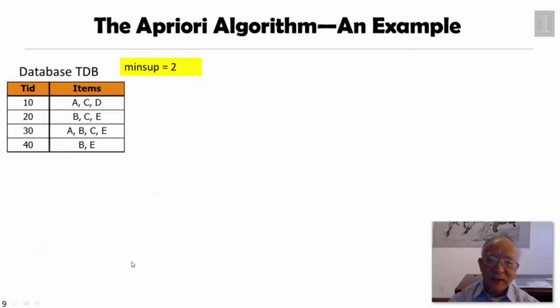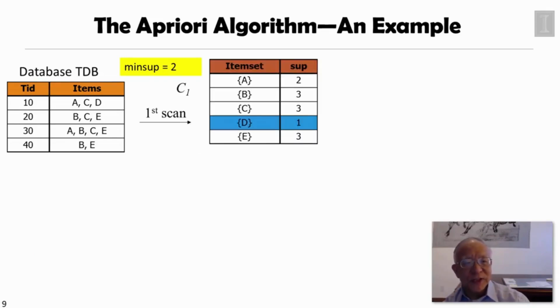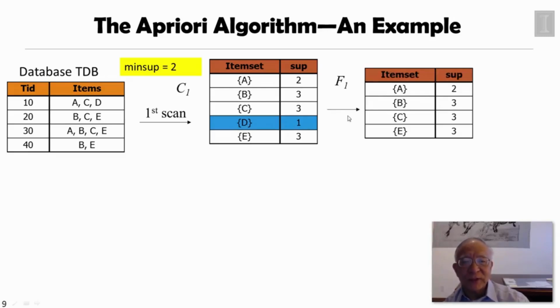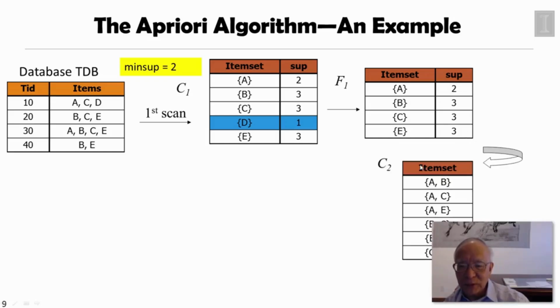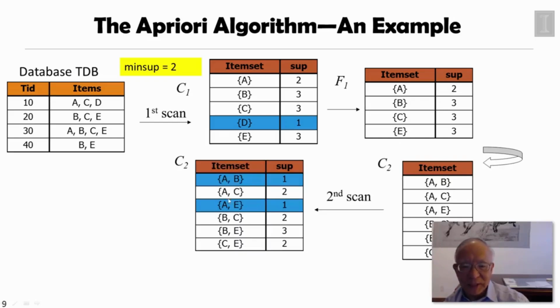Until we get out of this loop, we return all the frequent k item sets for all the k's derived. Let's look at the concrete example. You look at this transaction database. It contains only 4 transactions. In the first scan, you find the support for every single item. Then we find D, the support is only 1, so it's not frequent. So we remove it. We get the frequent 1 item sets and their support. Then we use this to derive the candidate 2 item sets, C sub 2. Then we scan the database again and find their real support counts. Then we find these 2 blue marked ones are infrequent.